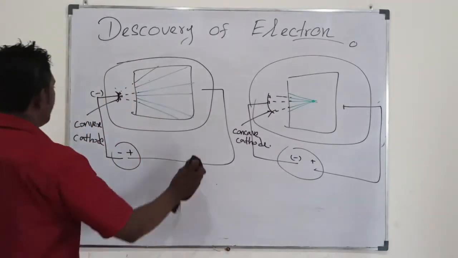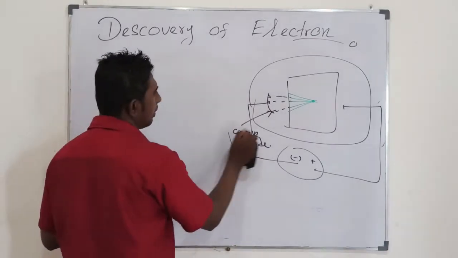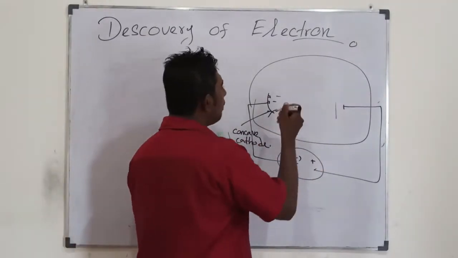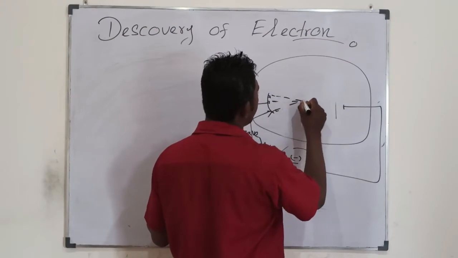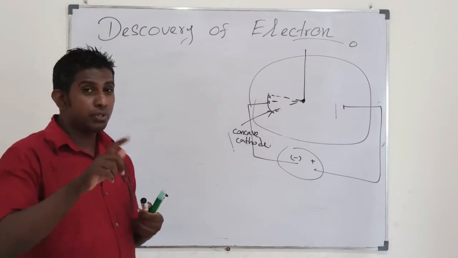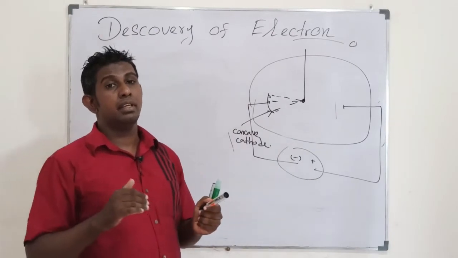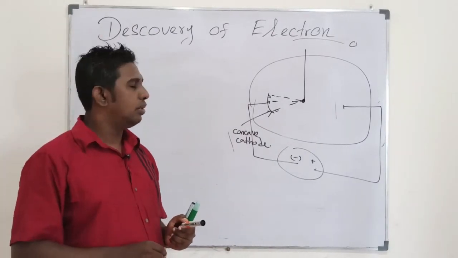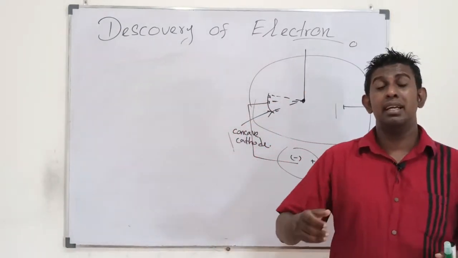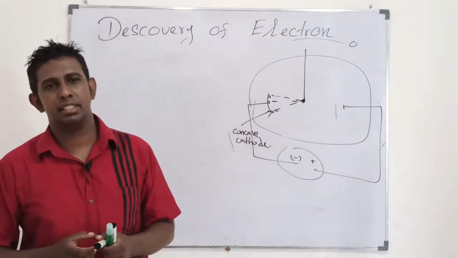Then students, further, he did something like this. Removing the screen here, he placed a bulb of a thermometer at the focus point and realized that when you switch that on, the thermometer's reading gets increased, meaning the temperature goes up. So he concluded that cathode rays could result in heat energy.